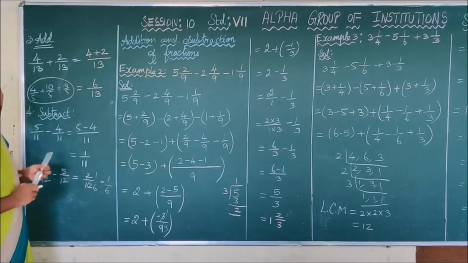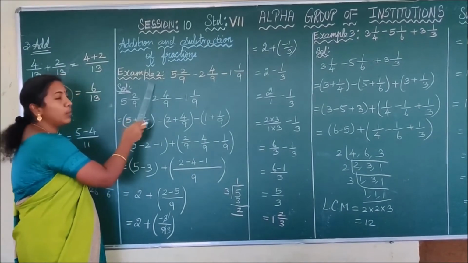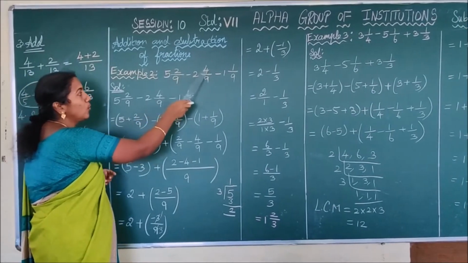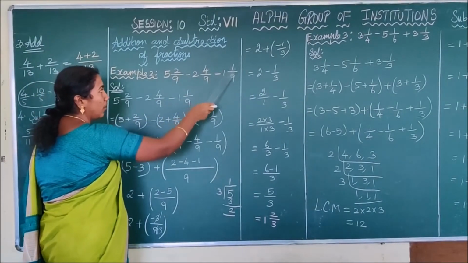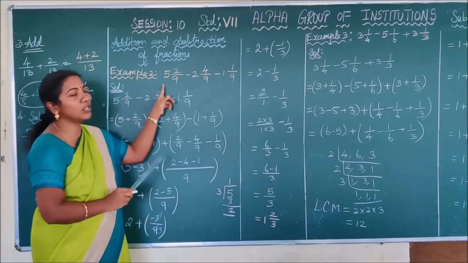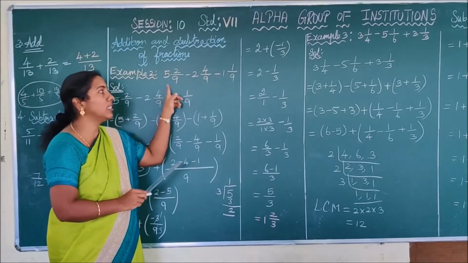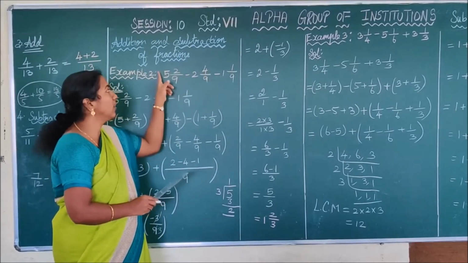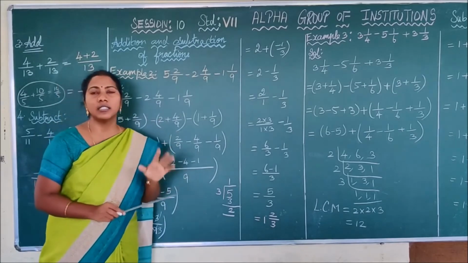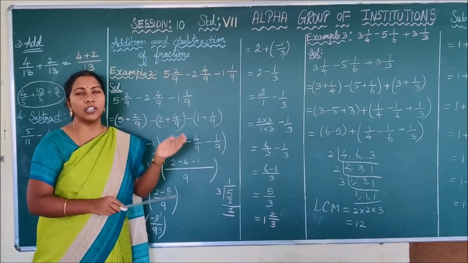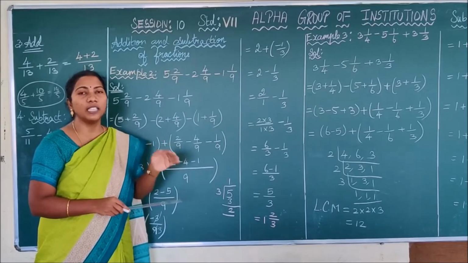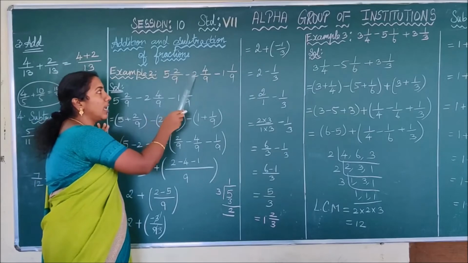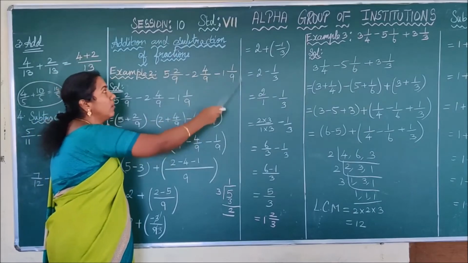See the next sum, we can know that. Example 2: 5 2 by 9 minus 2 4 by 9 minus 1 1 by 9. See here, children, in this sum also the denominators are the same, so you can easily do the addition and subtraction. In the question itself we have subtraction and the given fractions are mixed fractions. In the 6th standard we convert the mixed fraction into an improper fraction and then solve the sum. But in the 7th standard they follow this method. What is this method? First they collect the whole numbers and then evaluate the fractions.